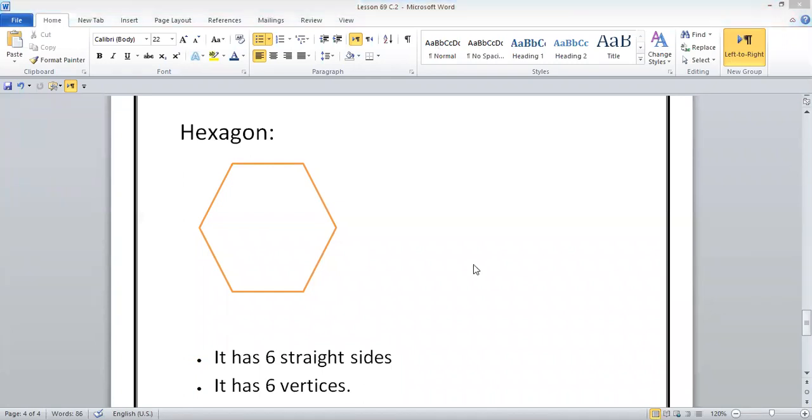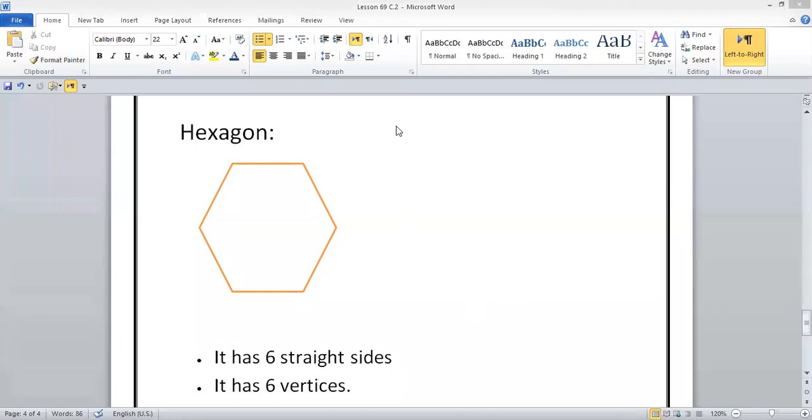Guys, did you finish it? Yes. Okay, guys who did not finish, I'm giving you 2 minutes. You have only 2 minutes to complete it, then I will move to the book. Then we have to do some practice from the book. Draw hexagon and write about it. It has 6 straight sides and it has 6 vertices.